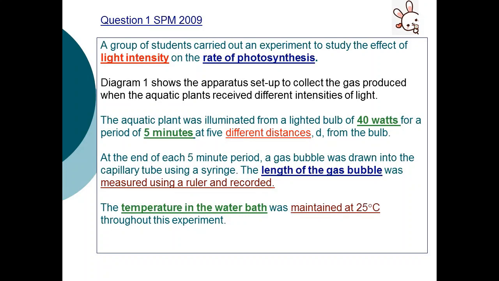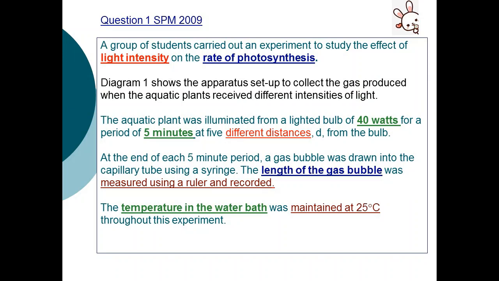Now, please compare your answers with this. Number 1, we look at the MV. The MV is the light intensity. We also can say the MV as the distances from the aquatic plant and the light bulb. Number 2, the RV is the rate of photosynthesis. Or we can also say that the length of the gas bubble.